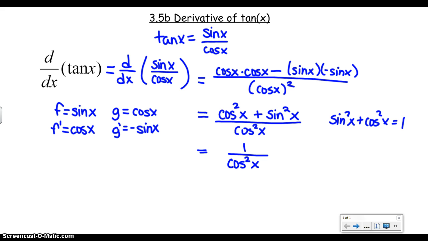Now, if you remember, 1 over cosine x is secant x. So we can rewrite 1 over cosine squared x as secant squared x. And so the way that people write the derivative of tan x is secant squared x.